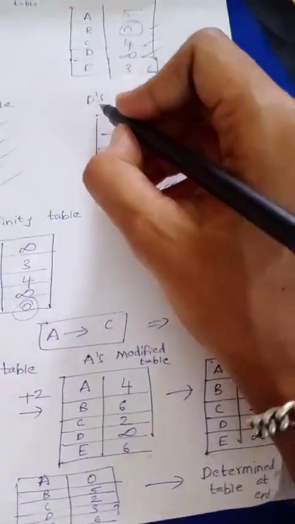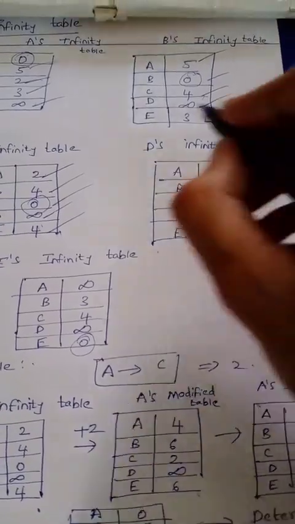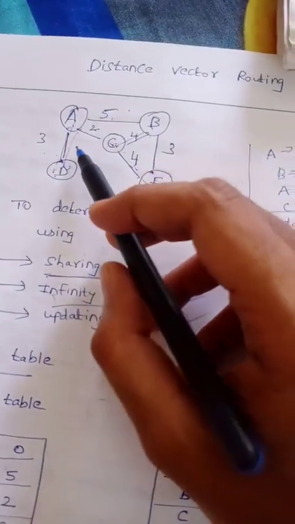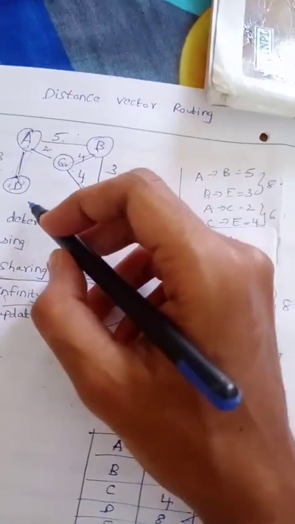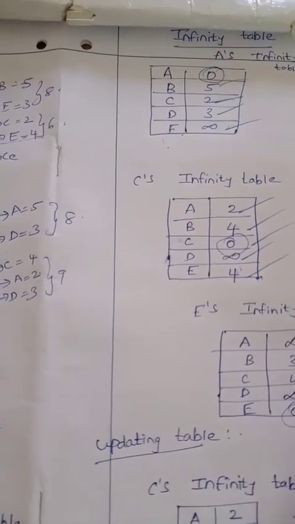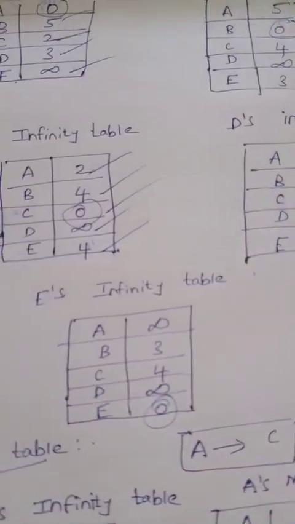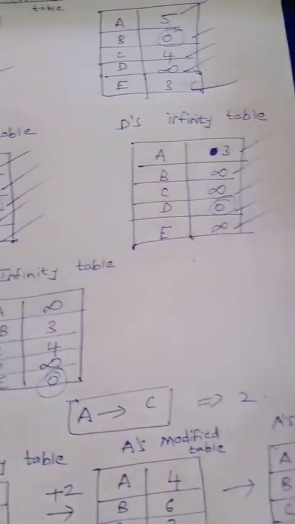And next, I am moving into D's infinity table. So D to A, check here, will be 3. And next is D to B. Look into the graph. D to B, there is no straight path, so infinity. D to C, there is no straight path, so infinity. D to D will always be 0. And D to E, there is no straight path, so I am writing that as infinity.